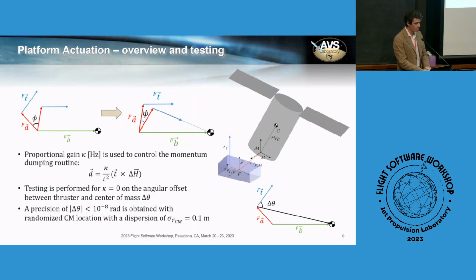And as far as testing goes, we only currently perform testing on the case where we do not want to perform momentum dumping. So the testing is carried out randomizing the location of the center of mass and computing the offset angle between the thrust direction and the location of the center of mass as it is given out by the platform reference generating module. Currently, this test allows us to reach a precision of 10 to the negative 8 radians. That's actually a lie, because I prepared these slides over a month ago. So in the meantime, we were able to push precision up to 10 to the negative 12 radians.